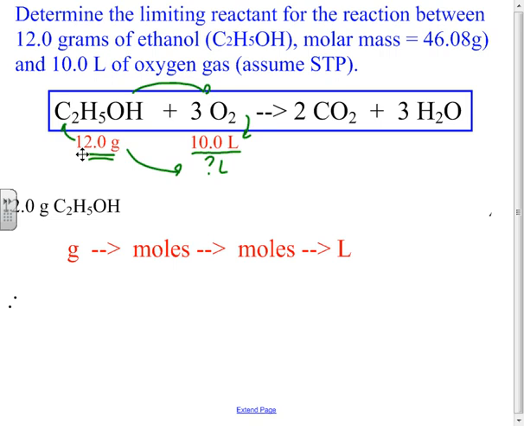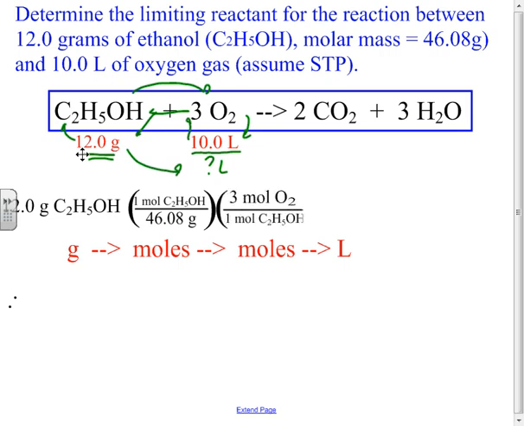I could go the opposite. I could go from 10 liters of oxygen to moles of oxygen to moles of ethanol to grams of ethanol. But let's go in the forward direction. So if I have 12 grams of ethanol and I want to find out how many liters of oxygen I need, I convert my grams of ethanol to moles of ethanol, multiply by the mole ratio to get moles of oxygen, multiply by 22.4 to see how many liters of oxygen I need.